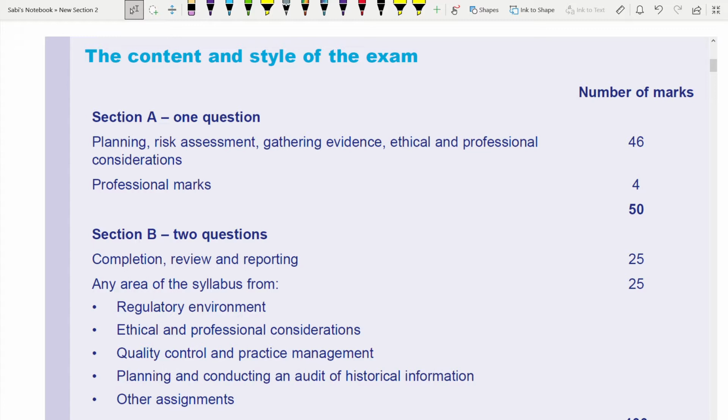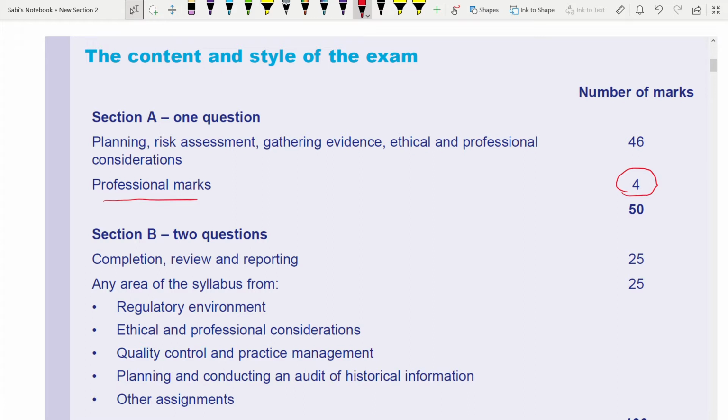Section A is very important because we also have what is known as 4 professional marks. The 4 professional marks are in your section A, so you have to be very careful not only about the content that you write, but how you are going to write it and what format you are going to use. It matters a lot.